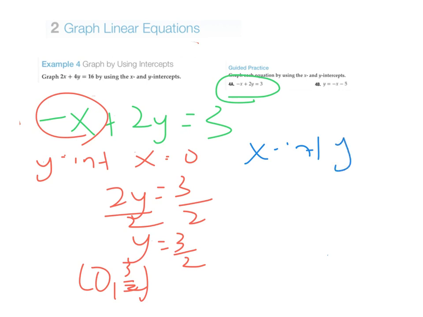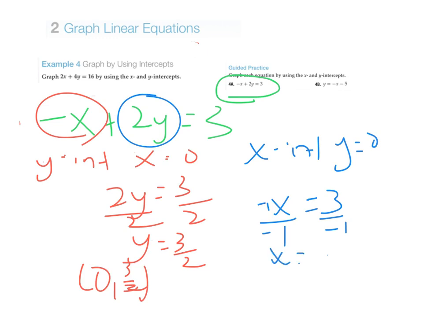I'm going to make y equal 0. So this becomes 0, and I have a negative x equals 3. That's a negative 1 times x. If I divide by negative 1, I get x equals negative 3. So my coordinate is (-3, 0). So there are my x and y intercepts for this equation.